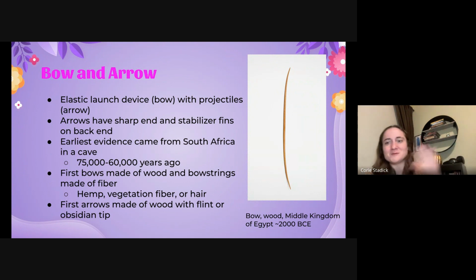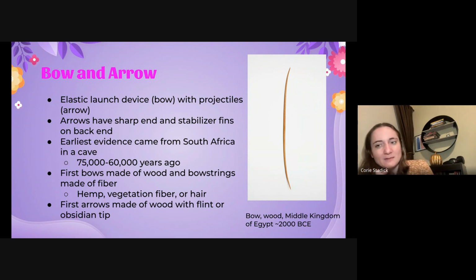So bow and arrow, the most basic way to describe it is that it's an elastic launch device, which is the bow with projectiles, which are the arrows. So arrows typically have sharp ends and also stabilizing fins on the back end, so typically like feathers. The earliest evidence came from actually South Africa in a cave, and that bow dated to between 75,000 to 60,000 years ago. Crazy.